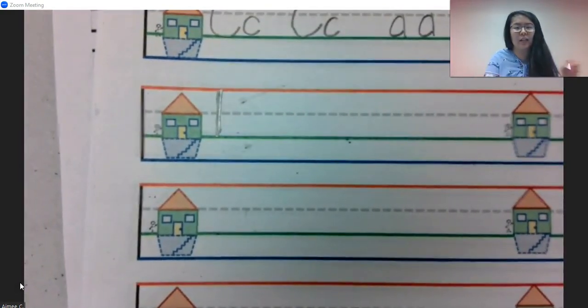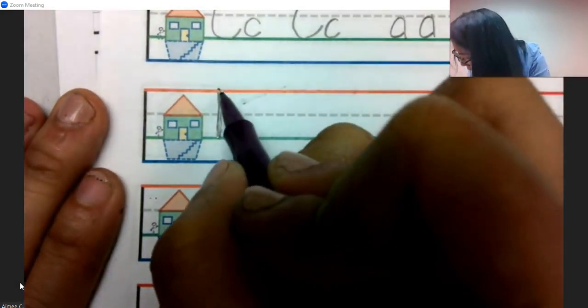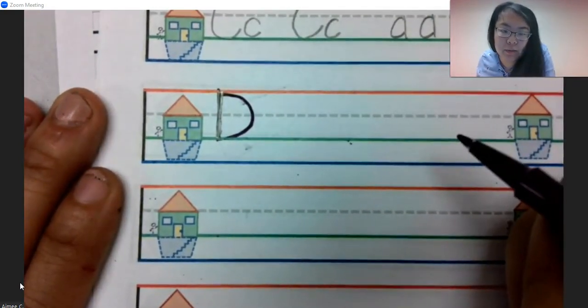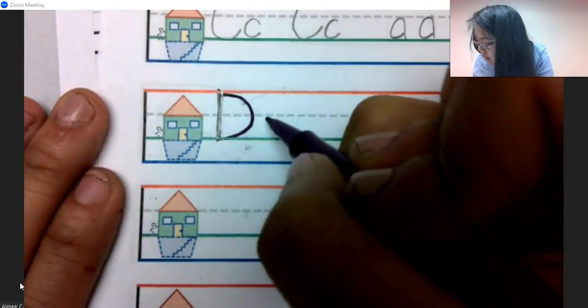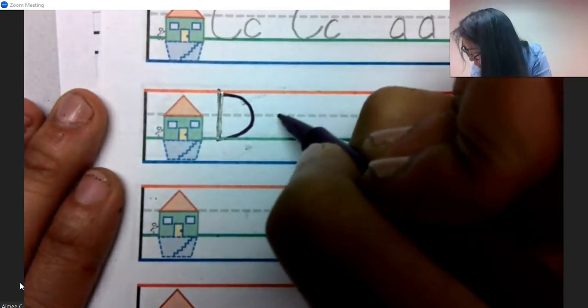You know what, that is too shiny. Let me use my marker. Capital D goes straight down, and it has a big curve out, around, and back. So capital D. Lowercase d, there are a couple ways you could start lowercase d.